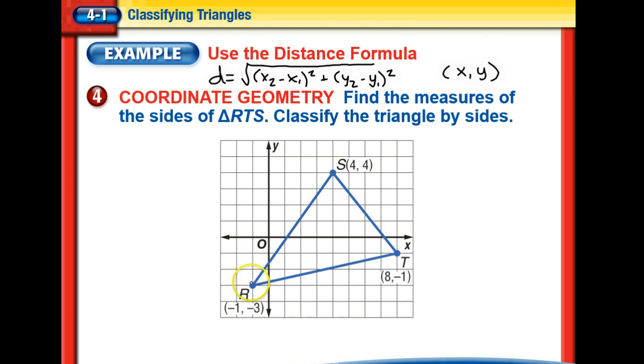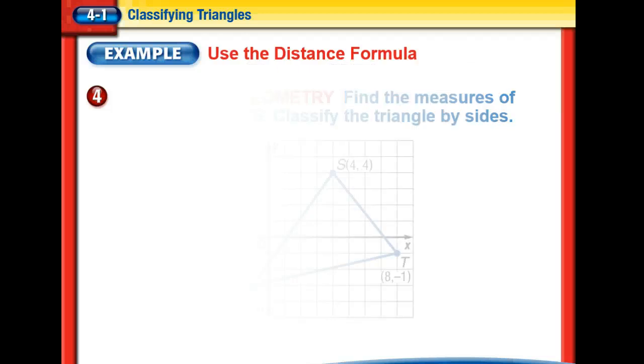When we find side RS, we're going to use this point at -1, -3 and S at 4, 4. Then you would need to find side ST using 4, 4 and 8, -1. And then you'd have to do the distance formula a third time to find the length of RT using -1, -3 and 8, -1. So please make sure you get this distance formula written down in your notes so that you can use it.